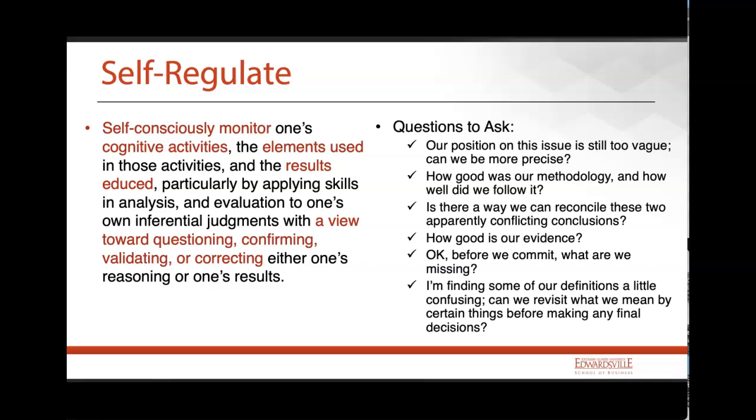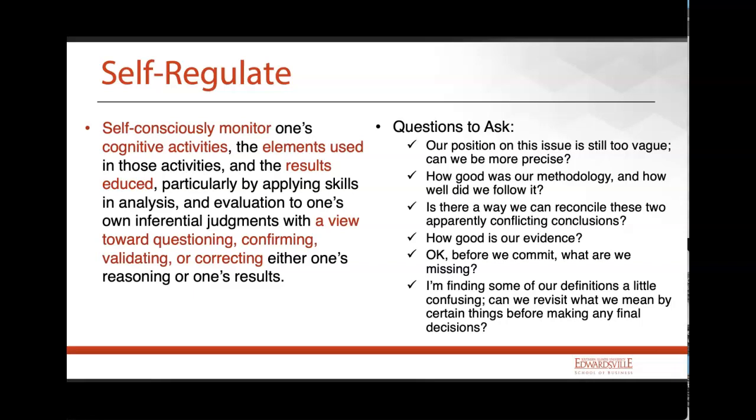In terms of self-regulating, this is where we monitor our cognitive abilities and all the aspects that we used in our decision process. And so when we are looking at someone's self-regulation, we're going to be asking really clear questions because we want to make sure we have clarity about what's going on. So some questions that you might ask: our position on this issue is still too vague. Can we be more precise?